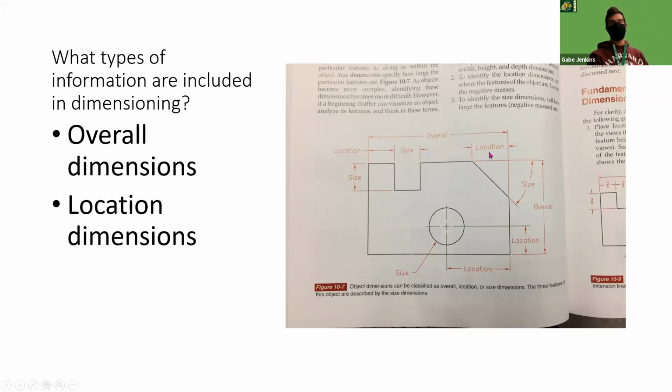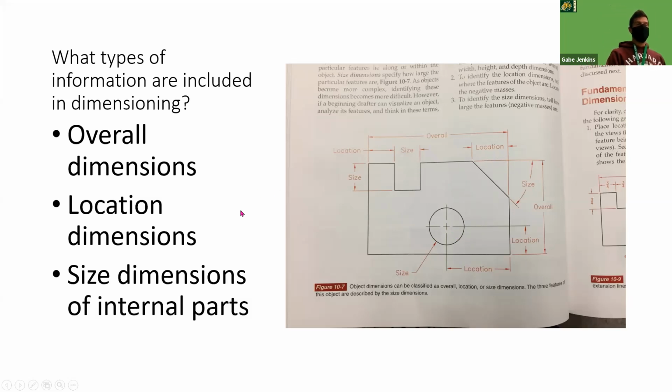So that's another time when location might be one of the annotations given. Lastly, it tells you the size dimension of internal parts, right? So like here's a cutout, and you need to know how big that cutout is. The location would tell you how far over from the end you need to start that cut. But then this size dimension here will tell you how wide that cut is. And this size over here will tell you how far down from the top you need to cut it, right?